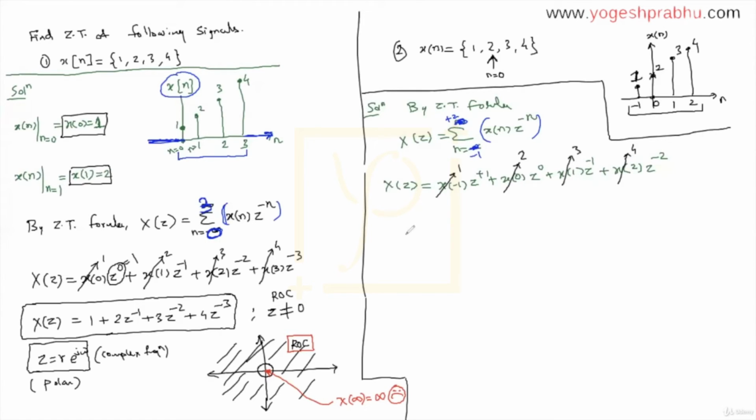So finally, I get the value of x of z. Let me write that down. X of z is going to be z plus 2, and z raised to 0 is just 1. This value is 1. So it is z plus 2 plus 3 z inverse plus 4 z raised to -3. And this is the answer for x of z. So we have actually solved the problem and we've got the value of x of z.